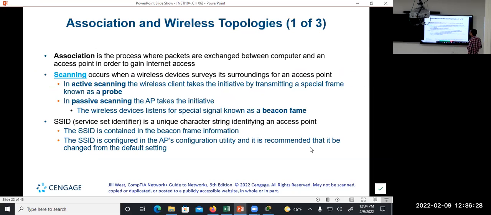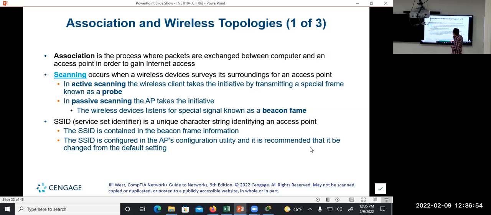Okay, so you have the association and wireless topology, and association is a process where the packets are exchanged between the computer and the access point. You know that for every home wireless communication, you have the access point, right? The access point is the one you communicate with for every single device here, and the one that connects with the internet here.